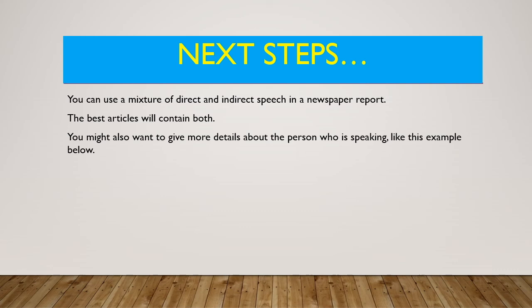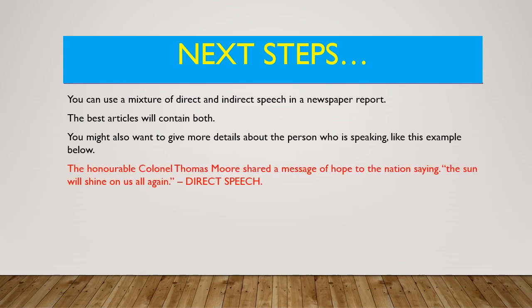This is very relevant for my Year 5 class because we're looking at writing about Colonel Thomas Moore this week in our newspaper. Here's an example of my direct speech you could have in an article. The Honourable Colonel Thomas Moore shared a message of hope to the nation saying, "The sun will shine on us again." That's direct speech. You can tell because I've got my inverted commas and the correct punctuation. But you might also notice I've put my reporting clause at the start of the sentence this time, which is fine. It's still direct speech because I'm using my inverted commas.